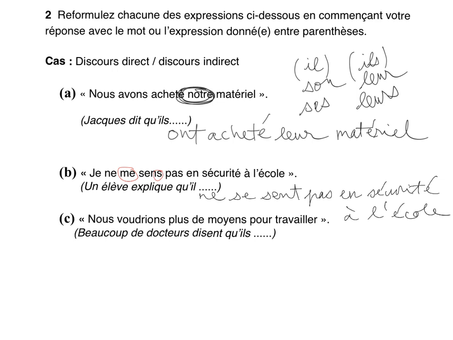And the last one, nous voudrions plus de moyens pour travailler. Beaucoup de docteurs disent, so a lot of doctors say that they would like more means, more material to work with. Okay? Again, I take a look at my verb here. Nous voudrions. I know it's conditional. I know how my conditional works. No problem. It's like the imperfect tense, right? For the ending. And that's what I'm going to do here.